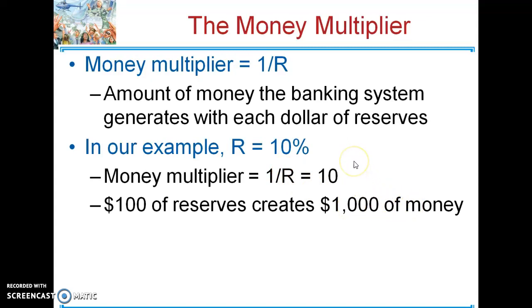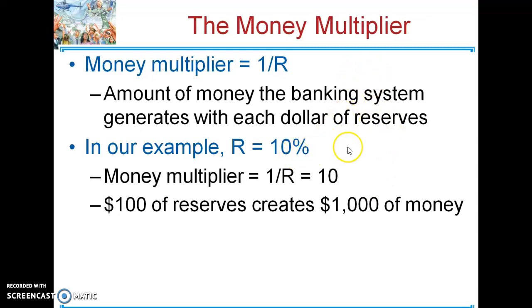Part of this comes into play if the central bank wants to increase the money supply by $1,000. It doesn't have to print $1,000 worth of new money and have that come into circulation, right? It just has to, in this case, increase the money supply by $100. If it increases the money supply by $100, then with a money multiplier of 10, that can create $1,000 worth of money. This is because of the fractional reserve system that there is a money multiplier effect.